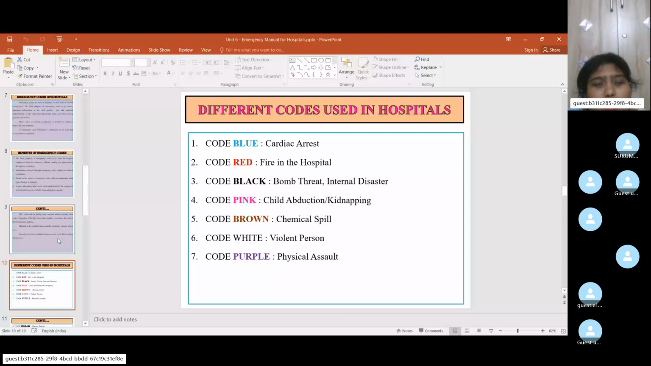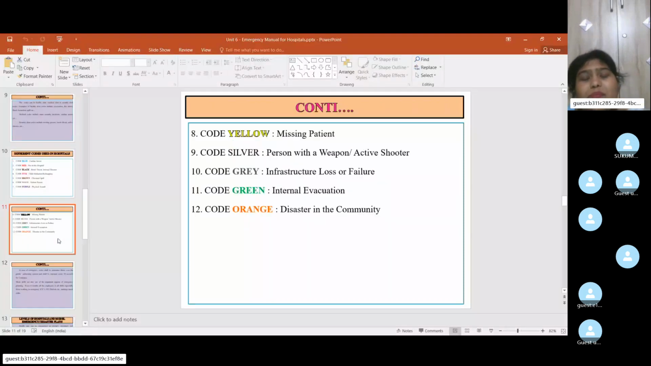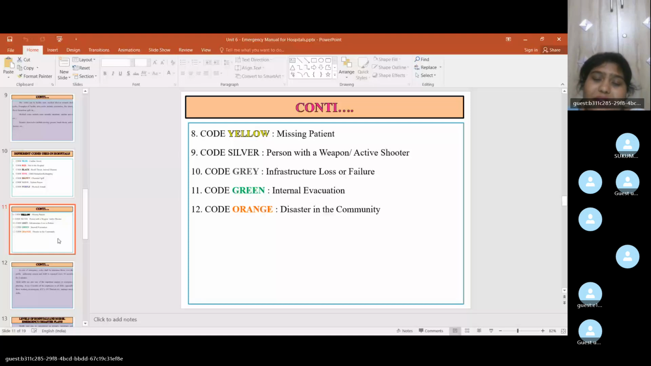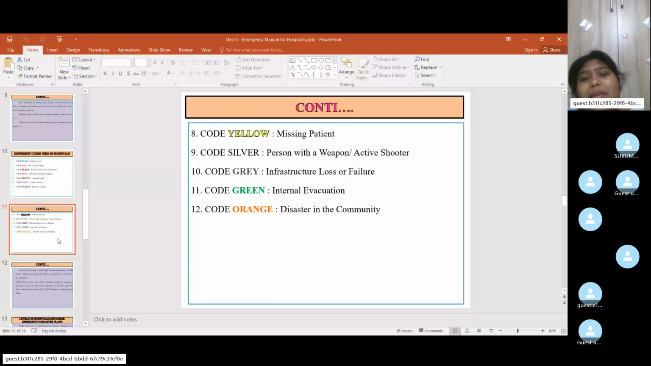And then code purple. Code purple is physical assault. Whenever there is assault on staff, the management or physician, code purple is activated. Next, moving on to code yellow. Code yellow is missing patient. So missing can be of any kind. A brief history has to be taken, and if CCTV surveillance is there in the hospital, then it is well and good to make a clear note or announcement about how the patient is missing.